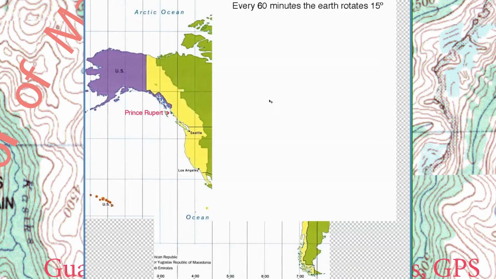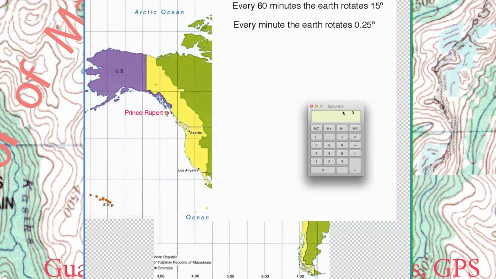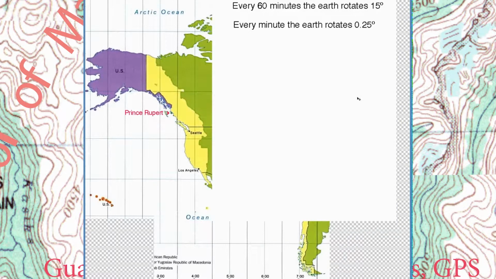So we know that every 60 minutes, the Earth rotates 15 degrees, from 120 to 135, every 15 minutes. Therefore, we can calculate that the Earth rotates 0.25 degrees in 1 minute. The way we can calculate that is to simply take 15 degrees and divide it by 60, the number of minutes in an hour, and there's 0.25 degrees. That's how much the Earth rotates in 1 minute.